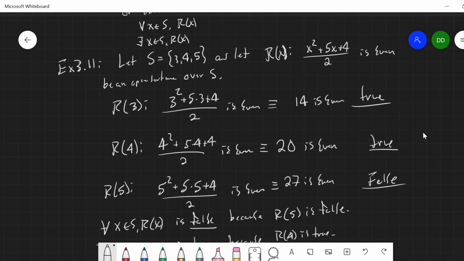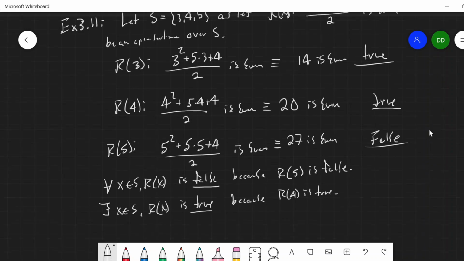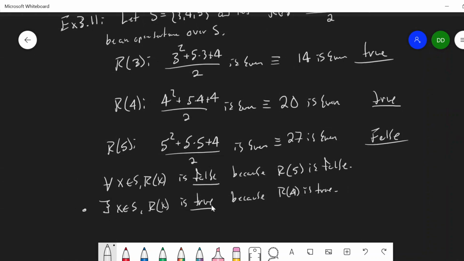Okay, so in this case, when S is a finite set like this, that's really all we have to do to prove a statement like this. We would have a proof of this statement by just finding R of 4 and showing that that's true. That would prove the existential statement, and I could prove the universal one false by providing this example 5. R of 5 gave me a false statement.